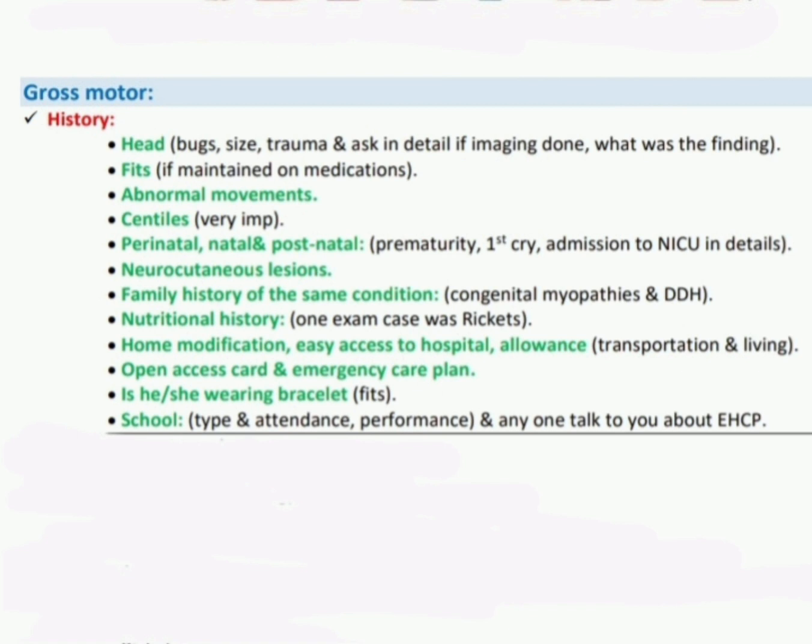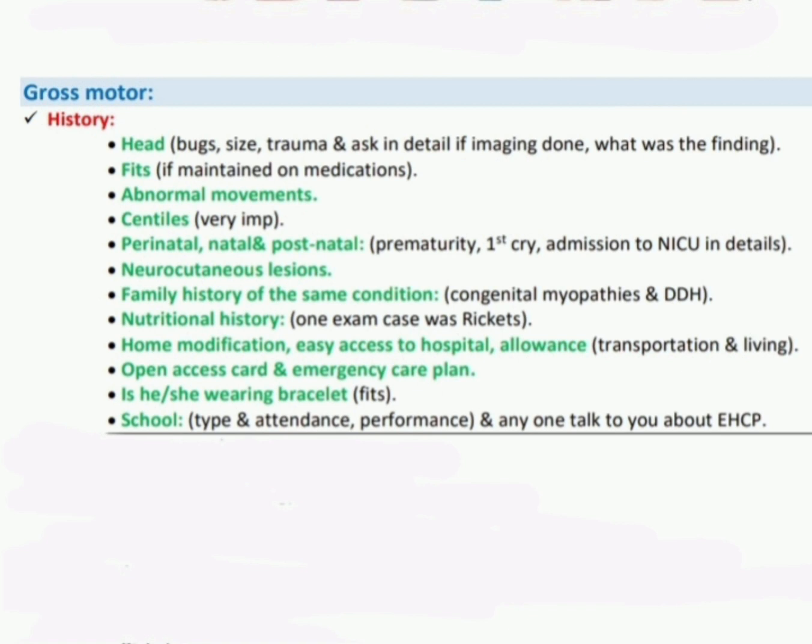Perinatal, natal and postnatal history, that is prematurity, fast cry after birth, admission to NICU, in detail we ask. Neurocutaneous lesions, for any rash in the body we ask, because neurofibromatosis and tuberous sclerosis are two diseases. Family history of the same condition, congenital myopathy and DDH we ask.